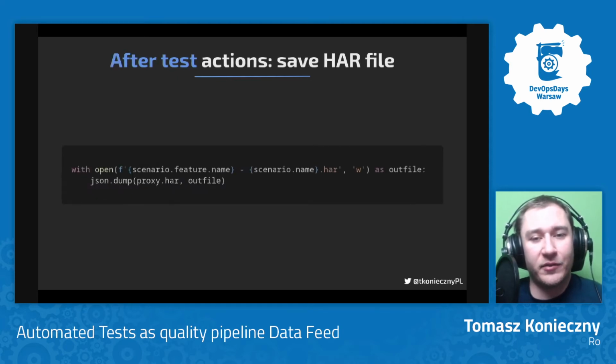And the last thing we will need to do to get these HAR files is to save them to some file. So I opened the file named feature name, scenario name, so the same naming conventions, in write mode, and I just JSON dumped the content of this JSON to this specific file. And we will now have this HAR file as additional execution logs or additional build artifacts.